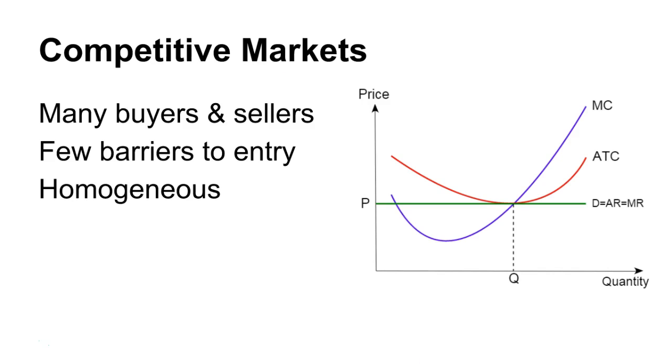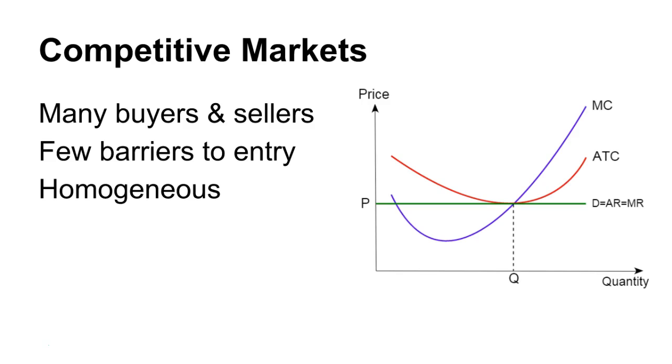So if we look at the competitive market as a whole, there are many buyers and there are many sellers. There are few barriers to entry and the products are homogeneous. So as you can see, the price is where the MC and the MR intersect. So we can see that over here, price is equal to marginal revenue intersecting with the marginal cost. And over here we can see that there are no profits to be made.